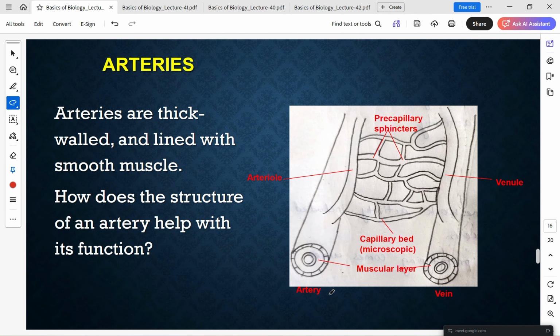So the arteries are thick walled, lined with smooth muscles. Usually inside the artery, the blood flows with a very high pressure because the blood is pumped from the heart. So the arterial walls need to be thick enough to withstand that pressure.